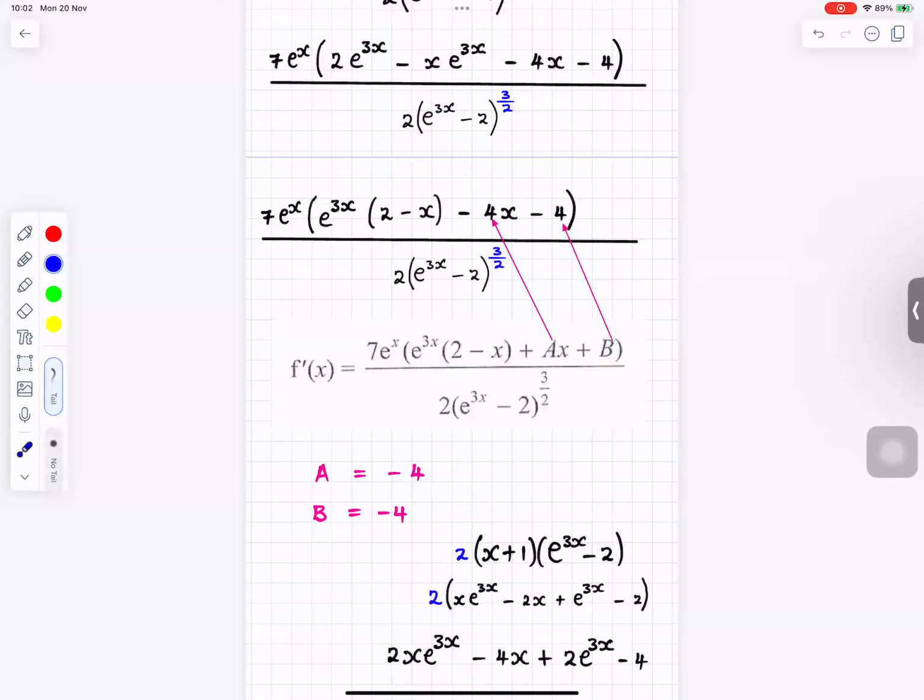And then when we start to factorize and rearrange, you would end up with minus 4x minus 4. And then you factorize e to the 3x and then 2 minus x, which gives us the 7e to the x, the e to the 3x, the 2 minus x, minus 4 and that. So a is minus 4, b is minus 4.